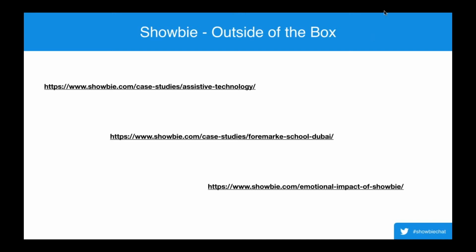Another one is about how personalised learning has taken place in a school in Dubai. And finally, my one which I mentioned to you previously about the emotional impact of Showbie. So those 3 are just there as signposts to you of maybe different ways that you could use Showbie, thinking outside of the box a little bit.